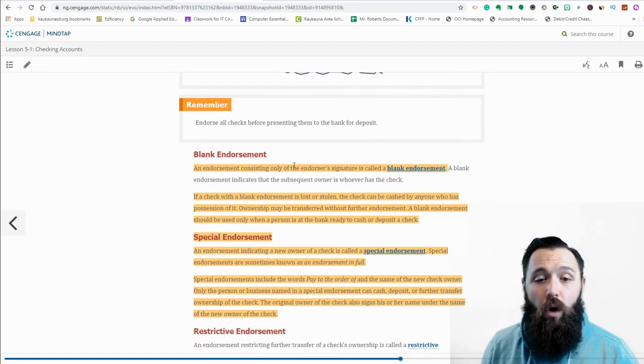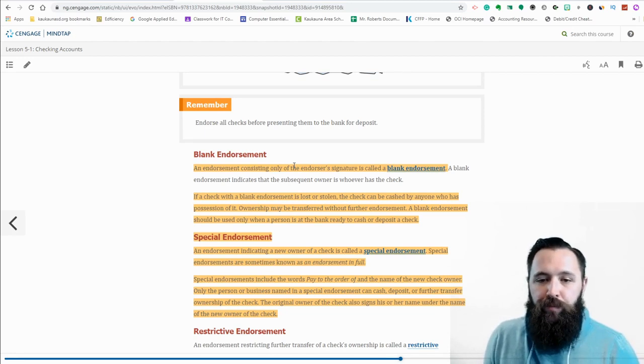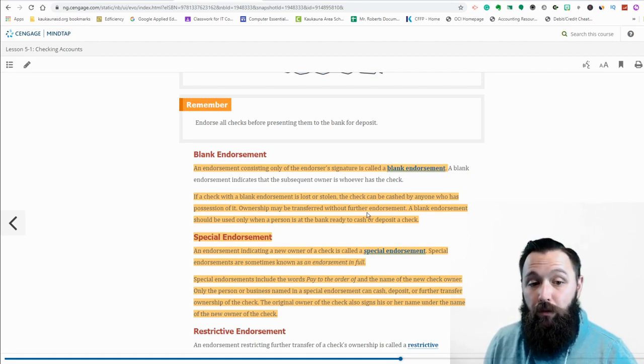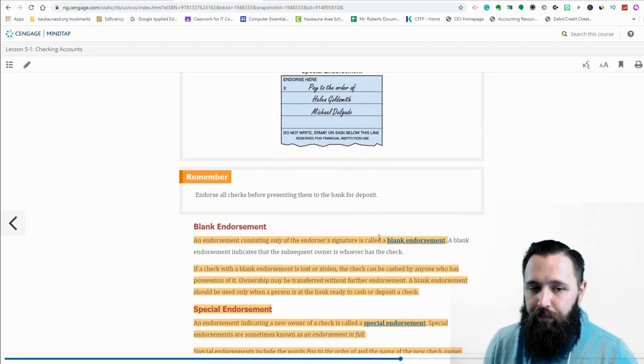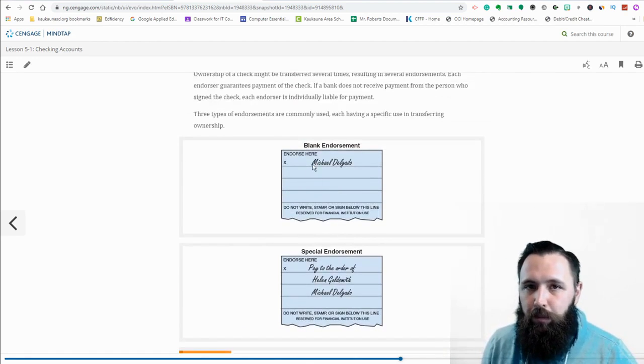An endorsement consisting only of the endorser's signature is called a blank endorsement. A blank endorsement indicates that the subsequent owner is whoever has the check. So if a check with a blank endorsement is lost or stolen, the check can be cashed by anyone who has possession of it. Ownership may be transferred without further endorsement. A blank endorsement should be used only when a person is at the bank ready to cash or deposit a check. So, when it says blank, it's not actually blank, right? It's signed by that individual.